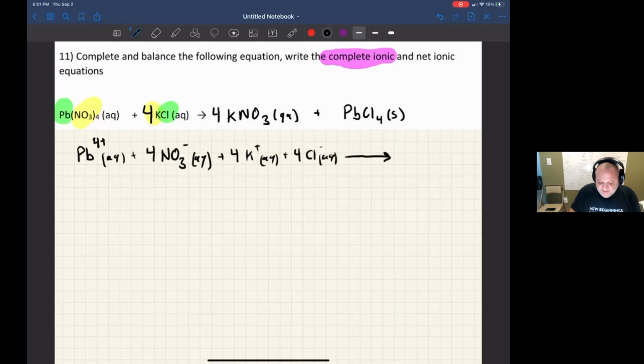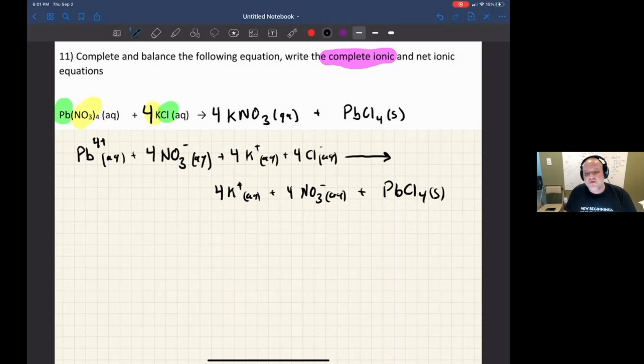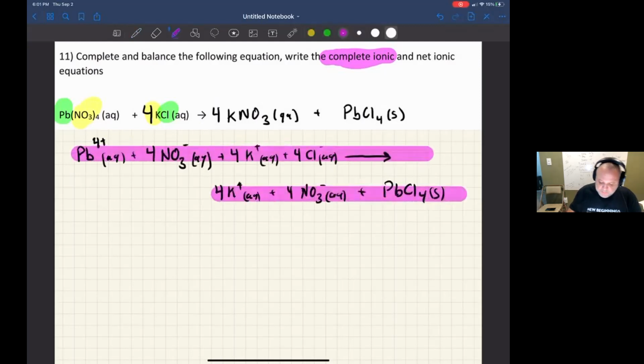That's the reactant side. Now let's do the product side. I have 4 potassium ions. That's together with the nitrate. They're aqueous. I have 4 nitrates. They're also aqueous. But the lead 4 chloride is a solid, so I'll leave it exactly as it appears. Remember, since it's a solid, the ions are not actually separated. So this is the complete ionic equation. I'm good with that. I have solved that part of the problem.